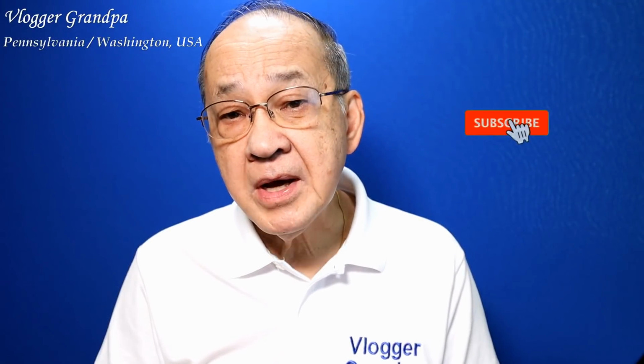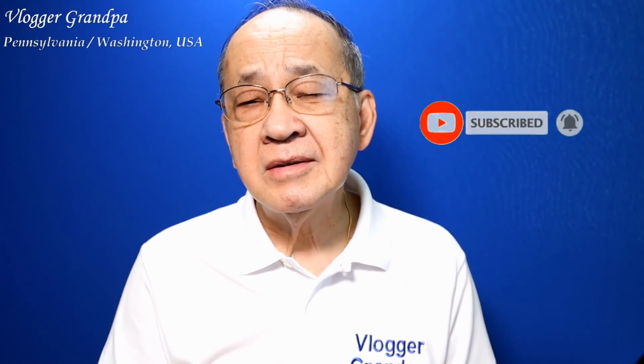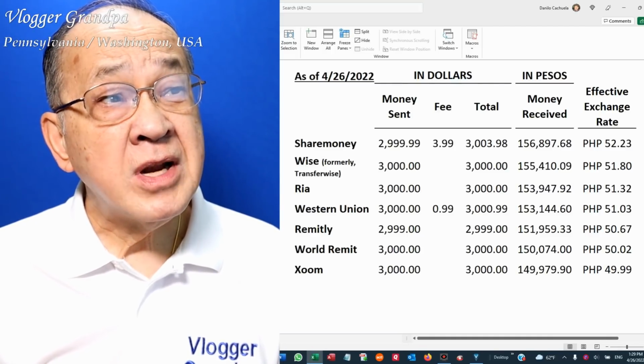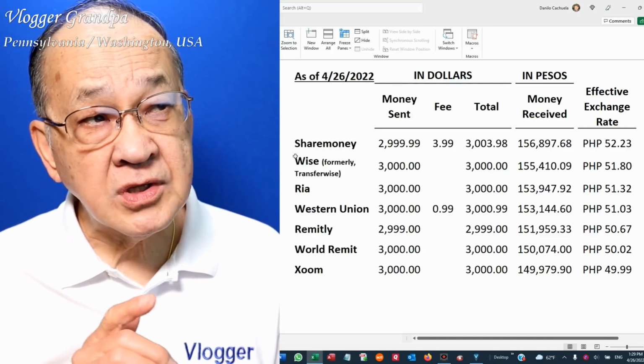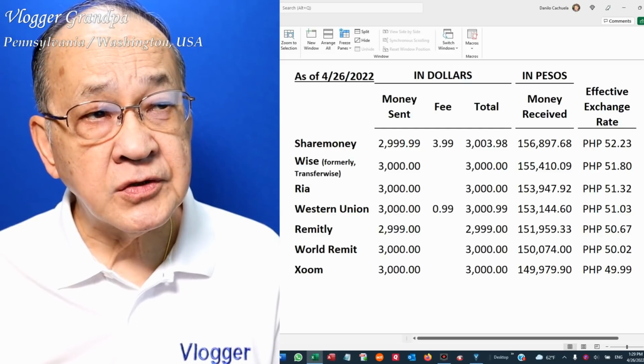And after sending the money, I looked at what the various rates are. I'm still correct, except one beat the rate of TransferWise, now called Wise. So let me show you what I have, and I'll share with you the exchange rates. The top one now is Share Money, followed by Wise. Again, that was formerly TransferWise.